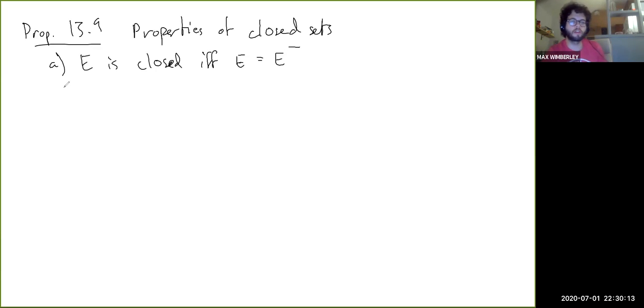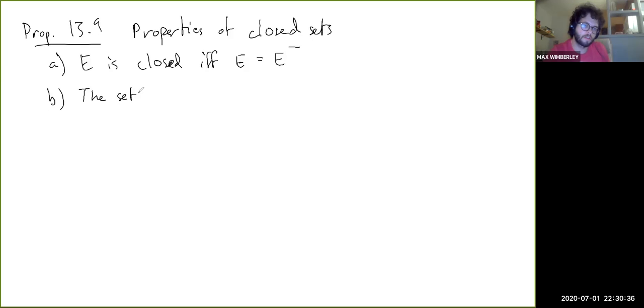So if you take the closure of a closed set, you will get the same set back. But if you take the closure of a set and you get the same set back, that means the original set was also closed, which shouldn't be that surprising. So now here's an important one.